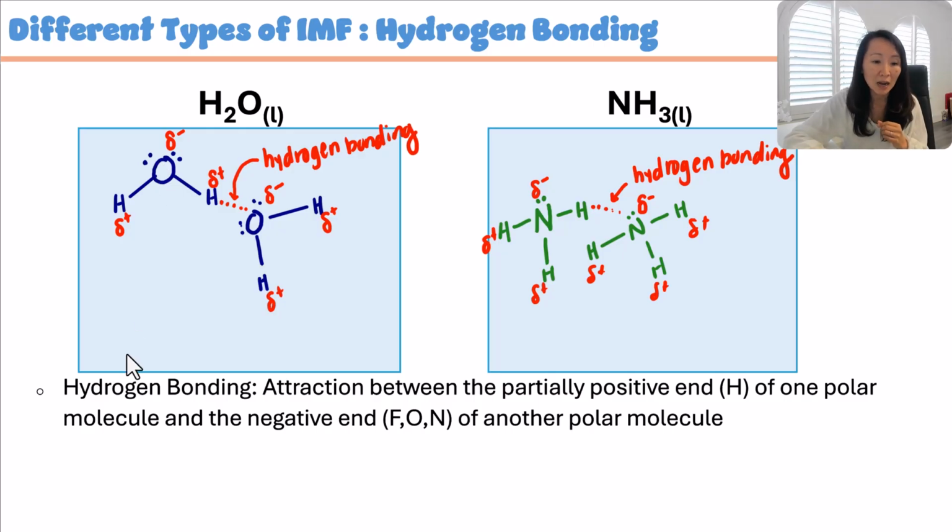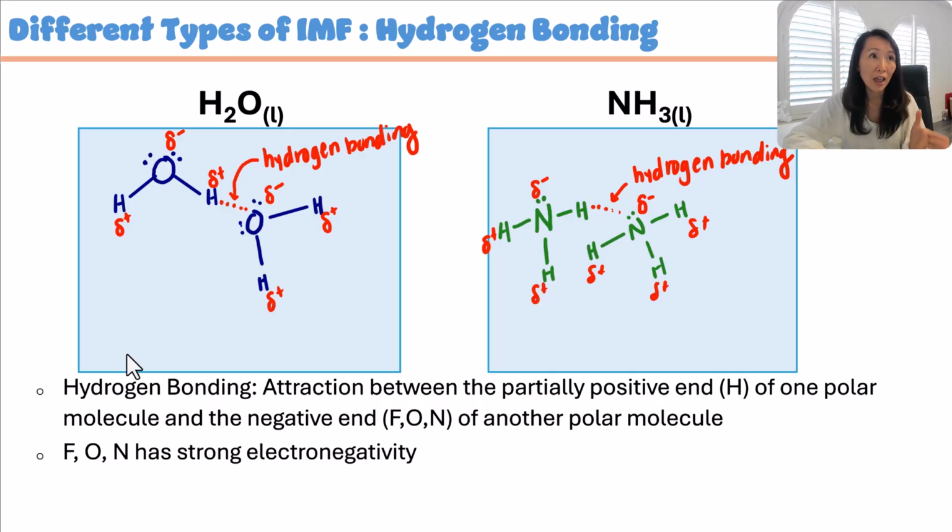And this is because F, O, or N, or I like to call it FON. It's not fun, but FON, has strong electronegativity. They're one of the highest electronegativity. So they have this special name called hydrogen bonding.